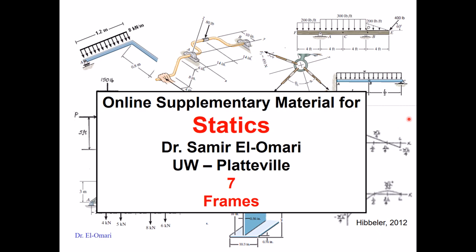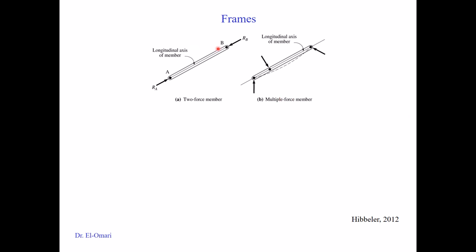So what are frames? In the last session, we covered trusses, and I said that trusses are structures composed of members that are considered two-force members. Two-force members are connected at both ends with a pin, and there's no force in between. Weight is neglected, and therefore the resultant reactions at both pins pass through, or share, the same line of action. Here in that case, RA and RB.